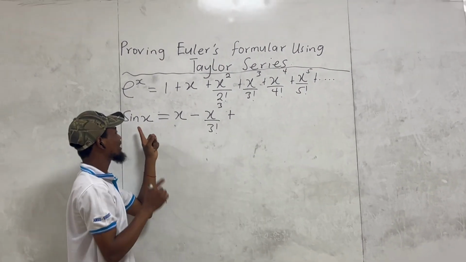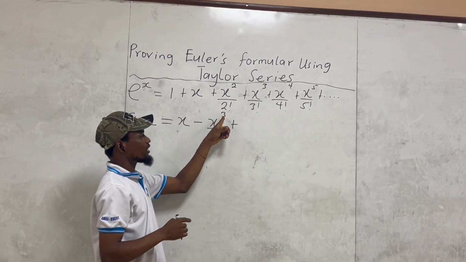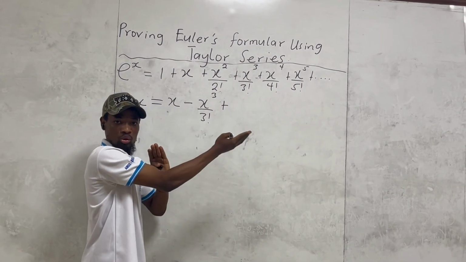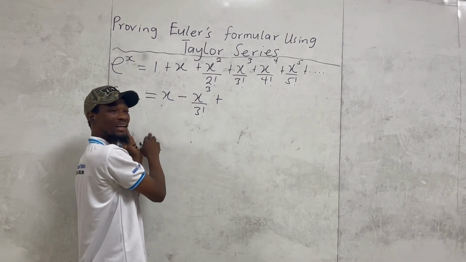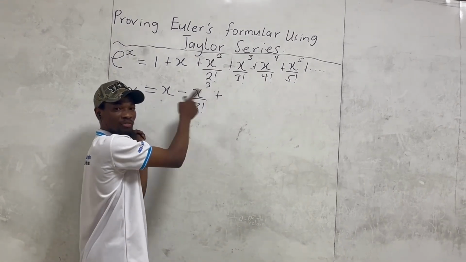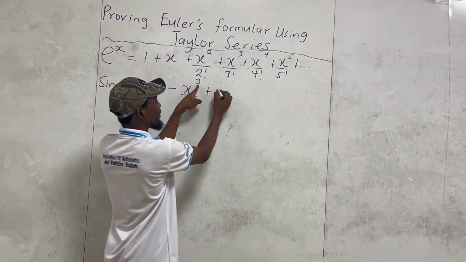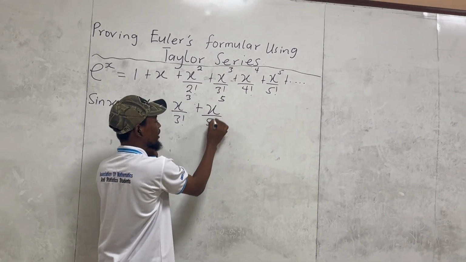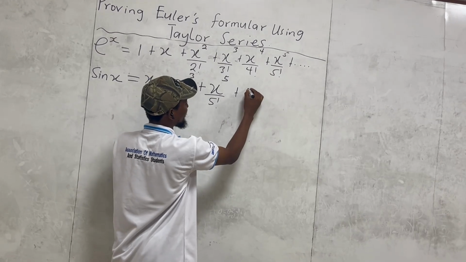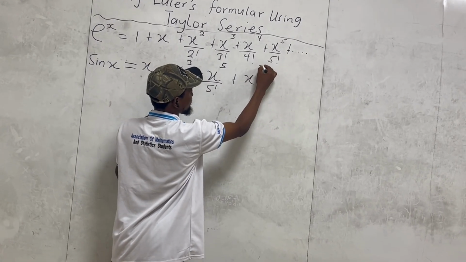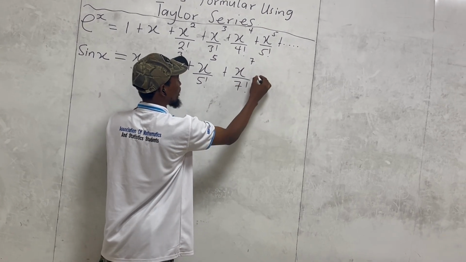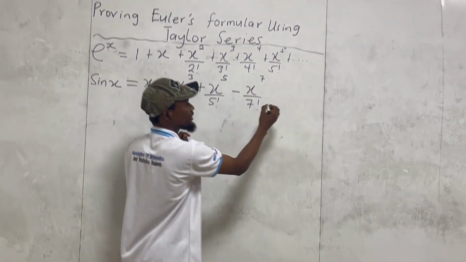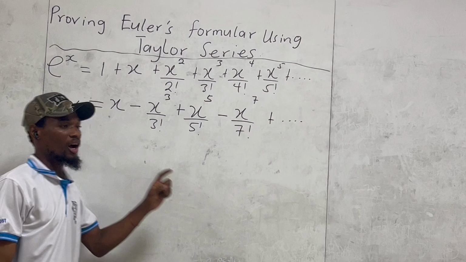Note that for the sine function, the powers are odd, not even. Even is for cos, whereas odd is for the sine function. So after 3, we have x to the power 5 over 5 factorial, then plus x to the power 7 over 7 factorial. Sorry, we have negative there, then plus, and so on.